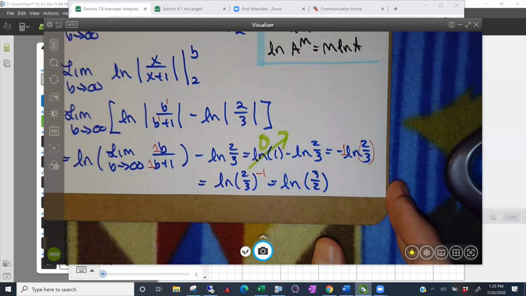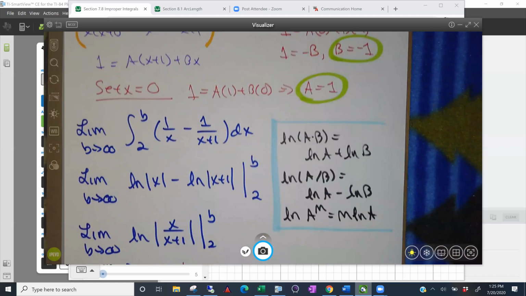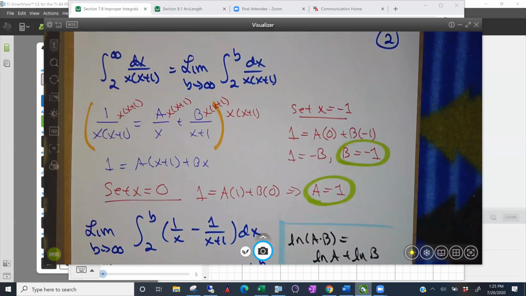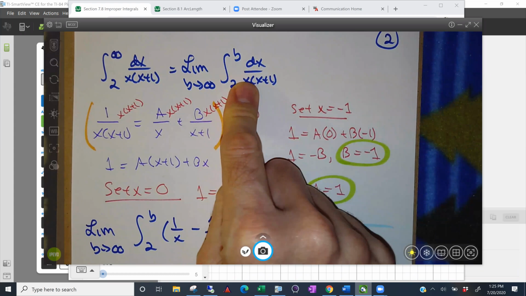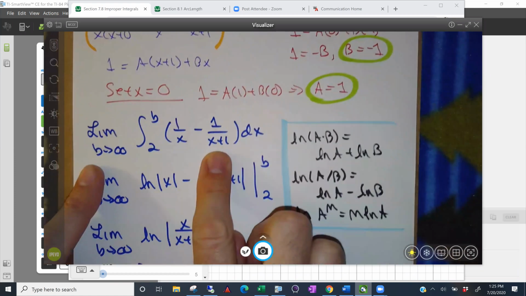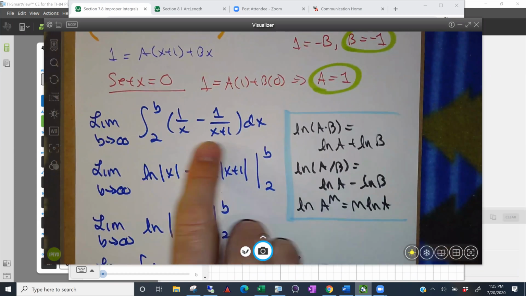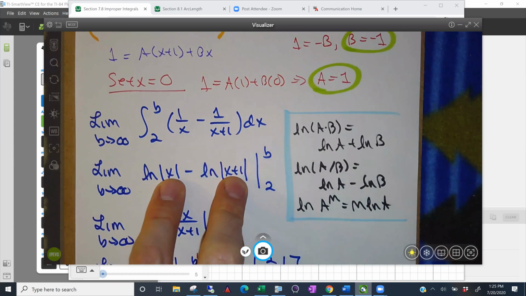Okay, hey, that was a good one. Kind of a long one, but a good one. And along the way, we reviewed our partial fractions, which is always a good thing. So first thing we did was we split it up, figured out what the partial fraction decomposition was, took the limit of the integral. We can do that by finding the antiderivative.